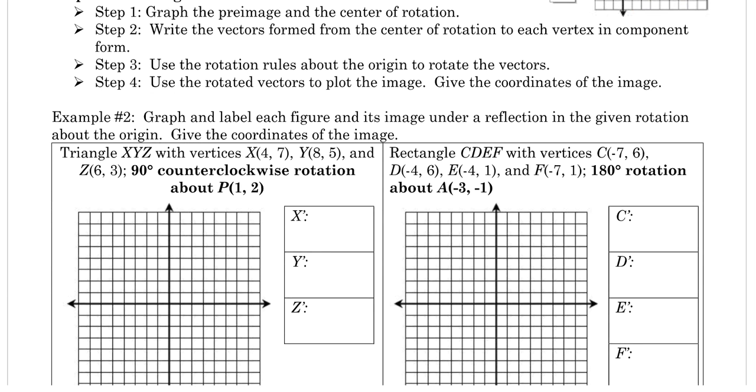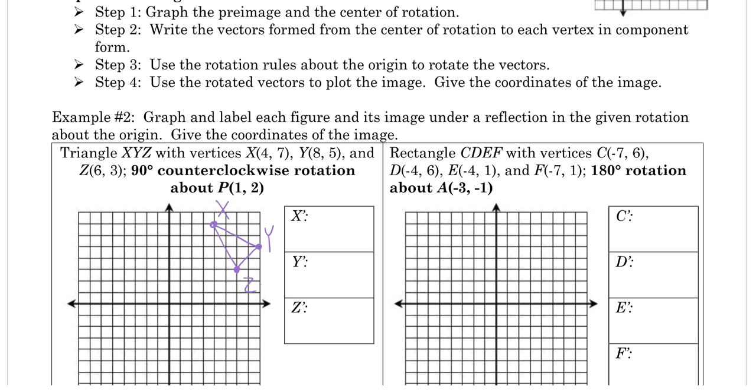Okay, so the first thing that we want to do is go ahead and graph our pre-image for triangle XYZ with vertices X at (4, 7). That's your X. Y is at (8, 5). That's your Y. Z is at (6, 3). And so that's Z, and we can connect our points, and we can see triangle XYZ.